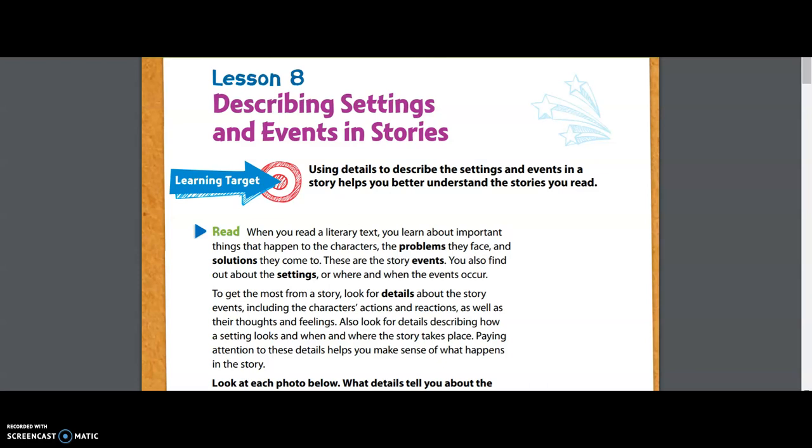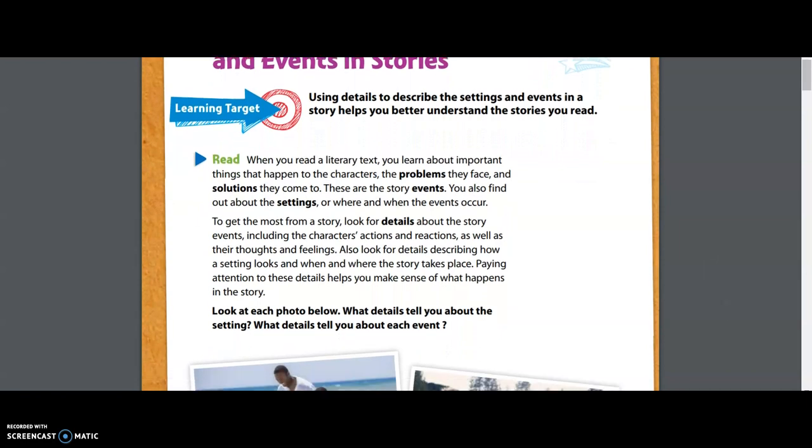Every single day this week, when you log on to iReady, every time you open up your packet, our minds should be wrapped around how the setting and the events in a story help us to better understand or comprehend what's happening in our text. So if you all would please join along in your packets and read along with me.